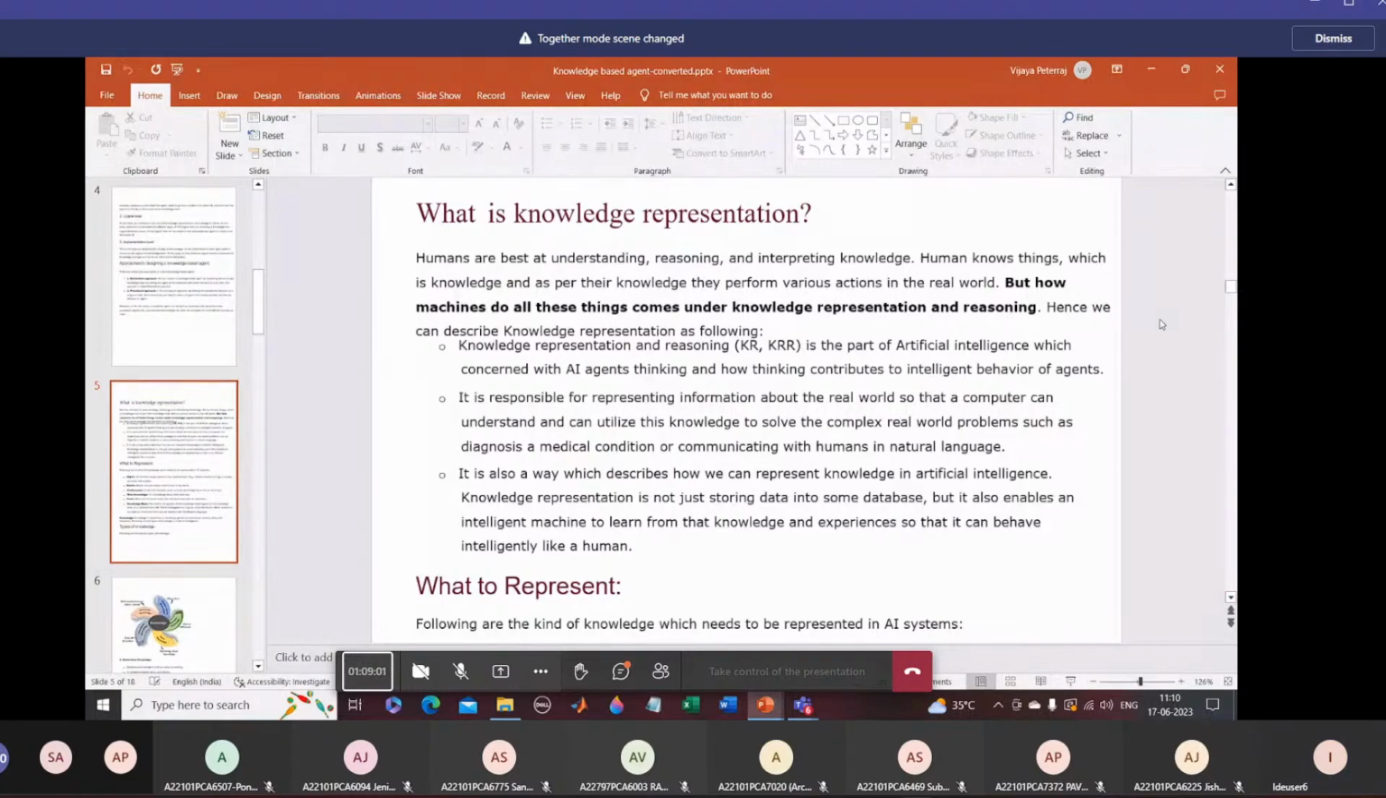So we describe knowledge representation as the following. One is knowledge representation and reasoning, and you have to represent the information about the real world so the computer will understand and can utilize this knowledge. It is also a way of describing how we can represent knowledge in artificial intelligence. So what to represent?